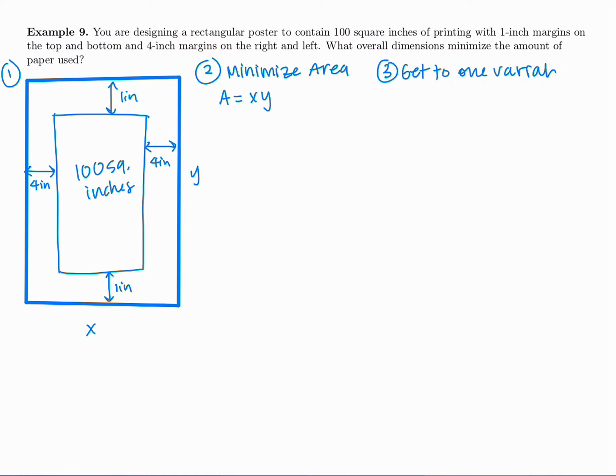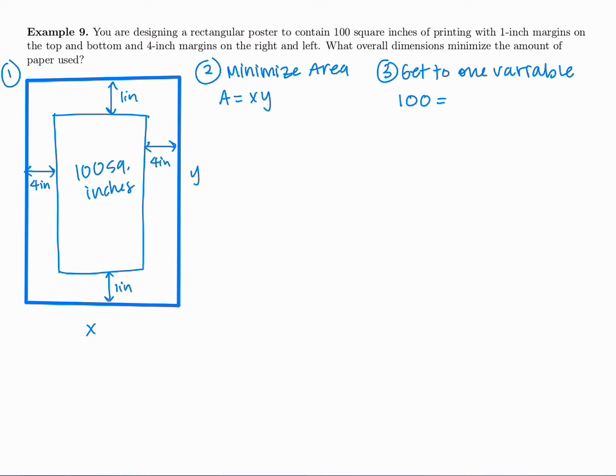Let's think about how these are related. Well, we know what the constraint is. The constraint is we only have 100 square inches of printing. We need exactly 100 square inches of printing. So that inside area, 100, has to be, well, it's not X by Y. X by Y is the big outside part that includes the margins. I need to include this piece by this piece. And how are those related? Well, this isn't all of X.